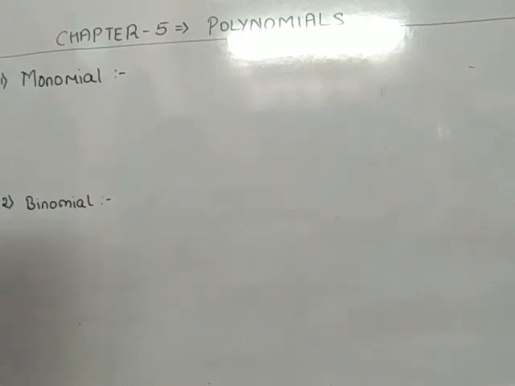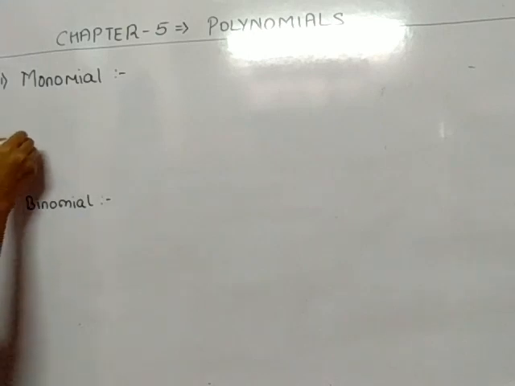First one is monomial. Here monomial means having only one term. Let us define it mathematically. It is an algebraic expression which consists of only one term. Which consists of only one term is called what? A monomial here, right? So let's see some examples for the monomials.